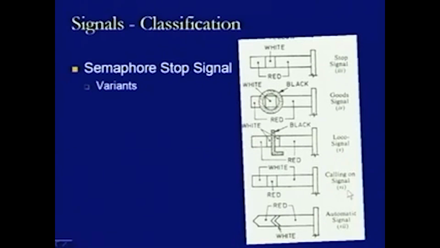Then there may be a calling on signal, where we have the white background with a red band, and that is how it is identified as a calling on signal. Then there are some automatic signals where what we observe is that the arm is V in shape, and then we have a band which is again V, and here this band is white in color and is provided with the background as red.